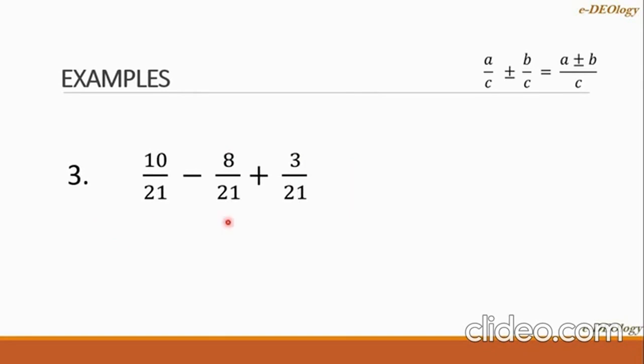For the third example, we have three fractions here, and there is a combination of plus and minus. So we have 10 over 21 minus 8 over 21 plus 3 over 21. So we copy the numerators, 10 minus 8 plus 3 all over the common denominator, 21. So we have 10 minus 8 will give us 2, 2 plus 3 will give us 5, and the 21 is here. So the final answer is 5 over 21.